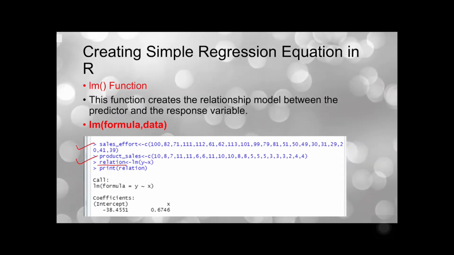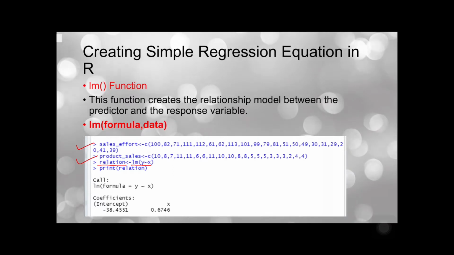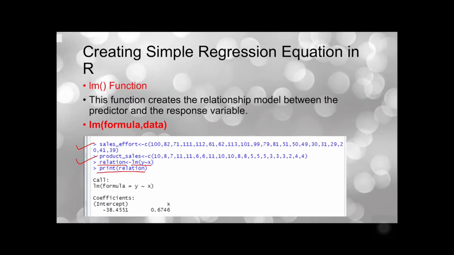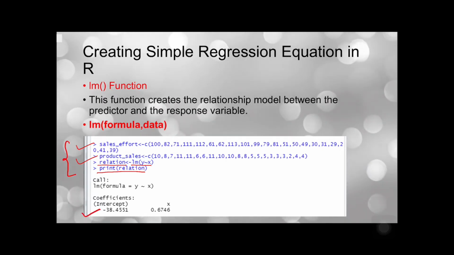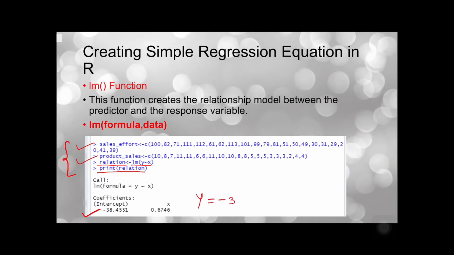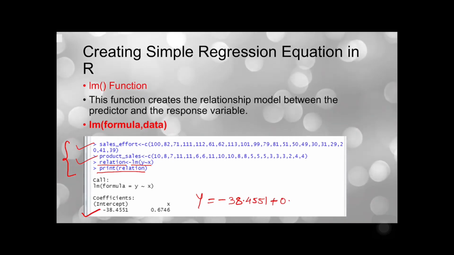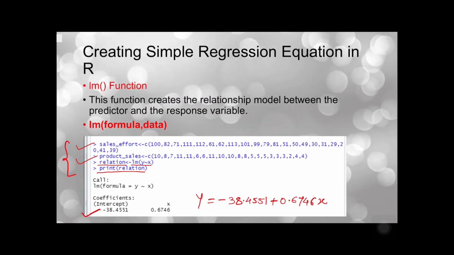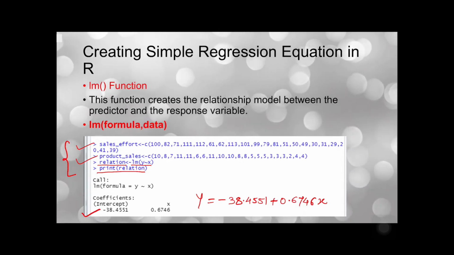Then we create a model relation and we use the function lm(y ~ x) and then print(relation). When we execute this particular code, we get the values of coefficients like this. So we can formulate the regression equation as y = -38.4551 + 0.6746x. So this is how it is very easy to formulate a simple regression equation in R.